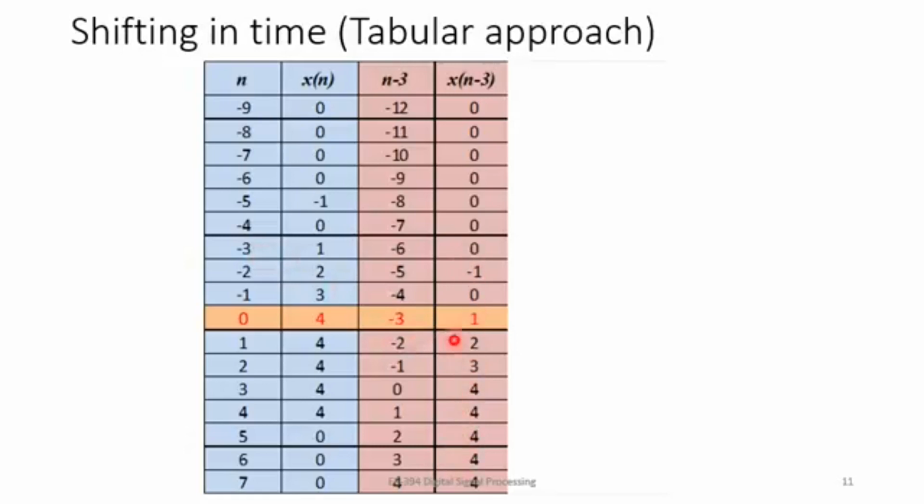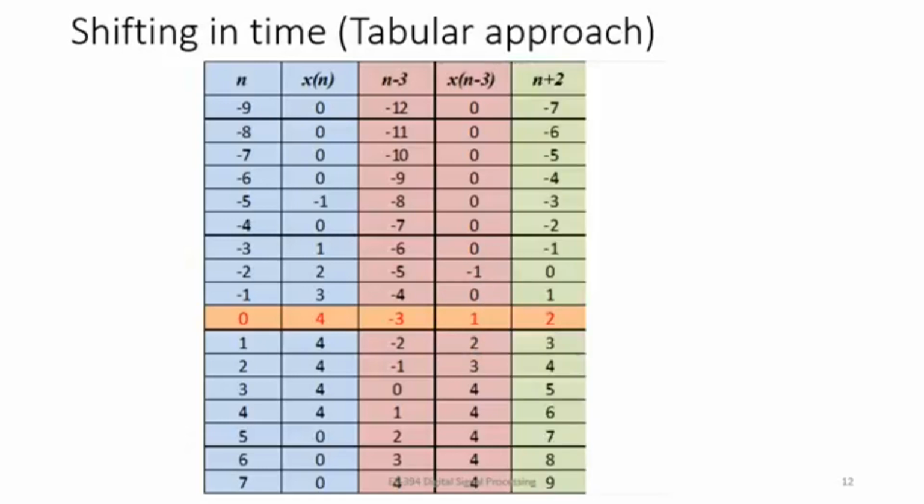So we fill in the values of the signal against the indices where they were occurring, and then we keep track of where the origin was. The origin was against this row. This indicates that the new origin for x[n minus 3] will occur at this sample. So this is a tabular form of manipulation of this shifting operation.